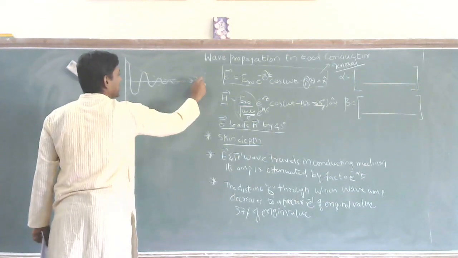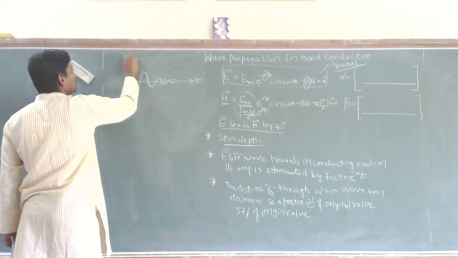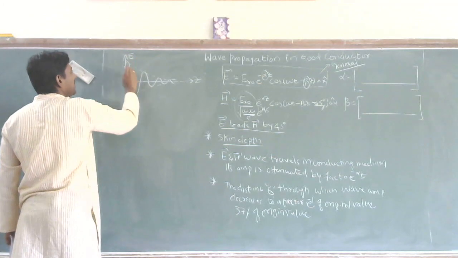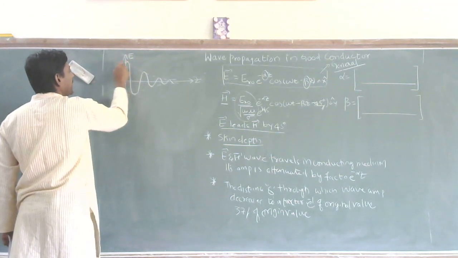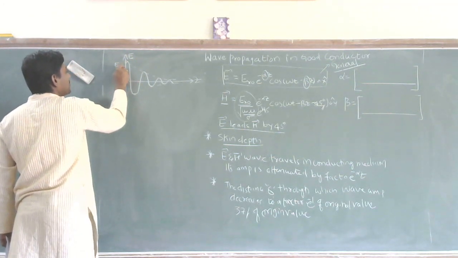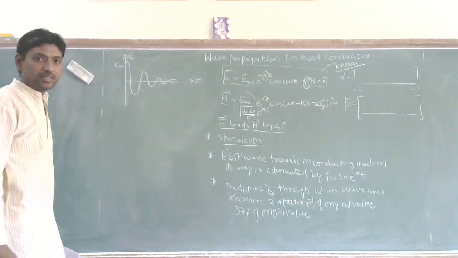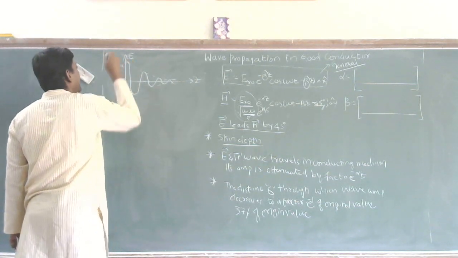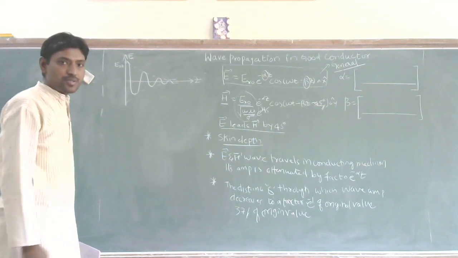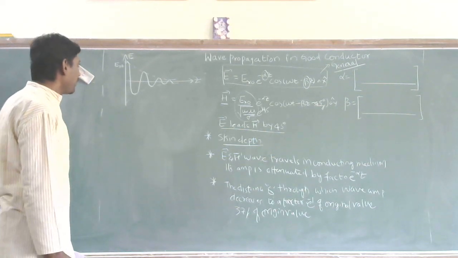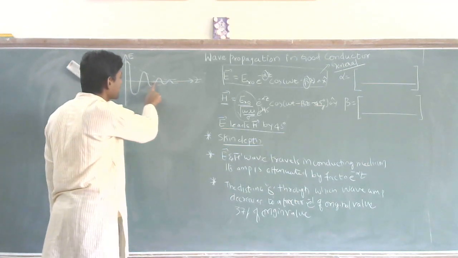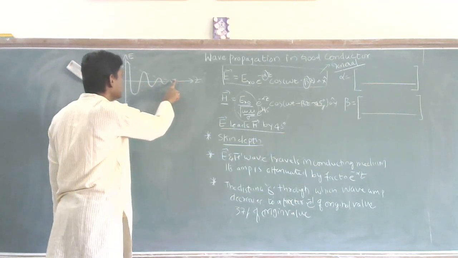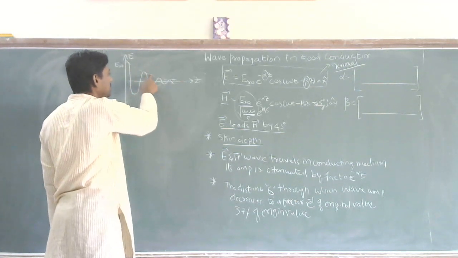So this is as a function of z, and this is my E, and my peak value is Ex naught. My peak value is Ex naught. So it is operating at z equal to 0. Now what is happening as I travel through a distance along the z, the amplitude keeps on following an exponential.